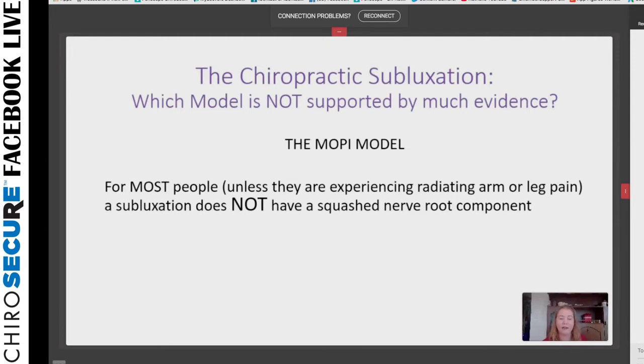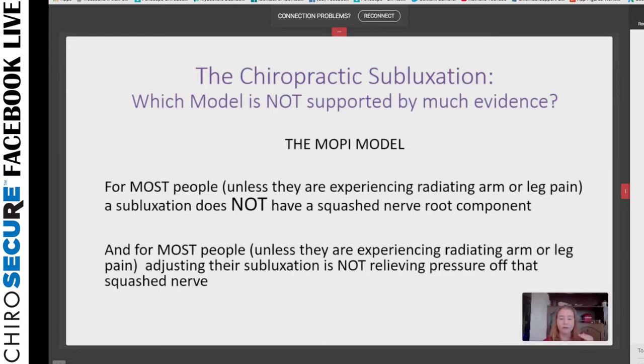for most people, unless they're experiencing radiating arm or leg pain, their subluxation probably does not have a squash nerve root component to it. So there's no interference of the action potentials traveling in and out of that intervertebral foramina. And I'd also say that for most people, again, unless they're experiencing radiating arm or leg pain, adjusting their subluxations is not taking pressure off that squash nerve root.